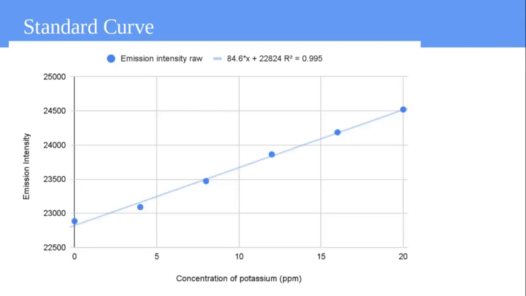Standard curve. Here's data for my standards. On the y-axis, we have emission intensity, and on the x-axis, it's the concentration of potassium. There's a linear relationship. The R-squared value is 0.995, which is close to 1. I measured the emission intensity of toothpaste samples, and then I used the calibration curve to determine the concentration of potassium in the toothpaste samples based on the equation of the line.